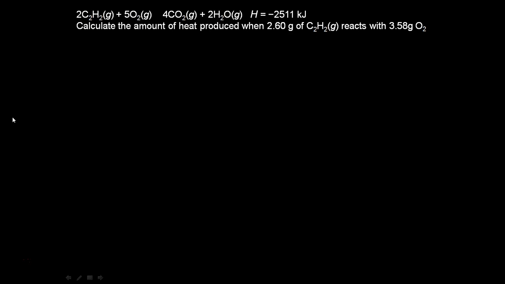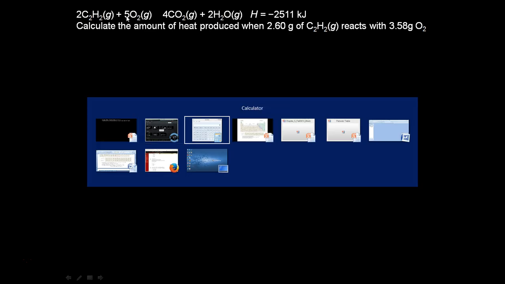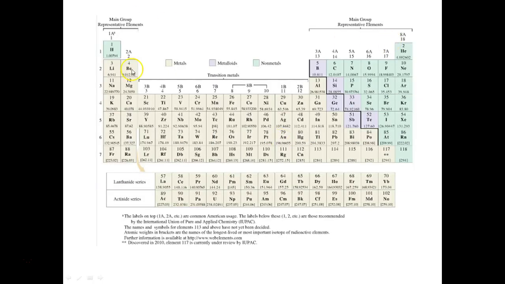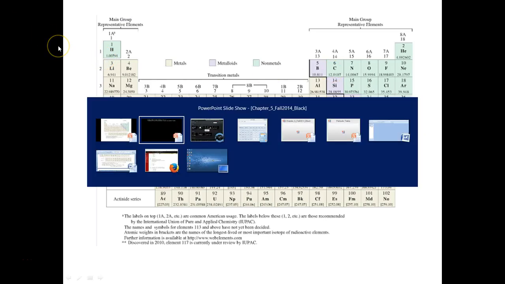Recall two things that we're going to need are the molecular weights for both of our reactants. So here we go. Let's go ahead and get to the periodic table. We see that carbon's here, 12.01, and oxygen is 16.00 to 2 decimal places. And hydrogen is 1.01, to 2 decimal places.